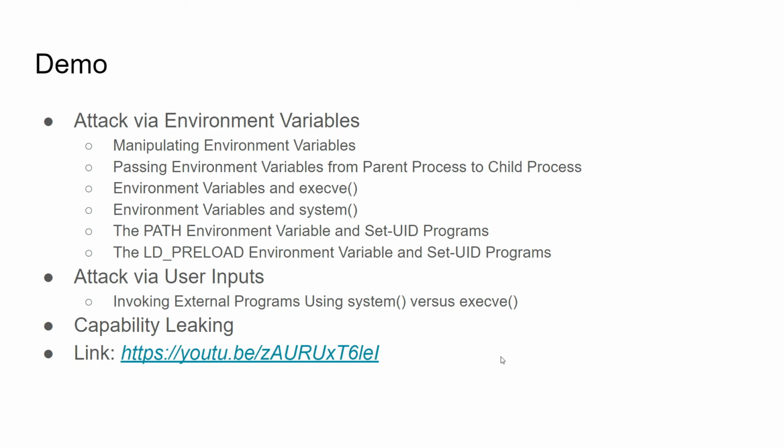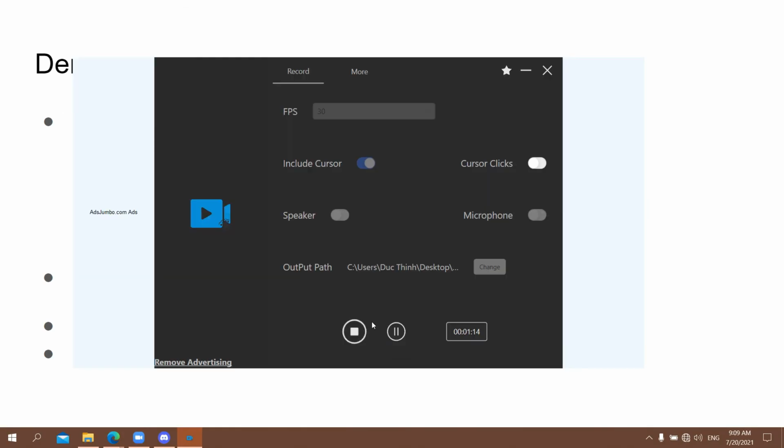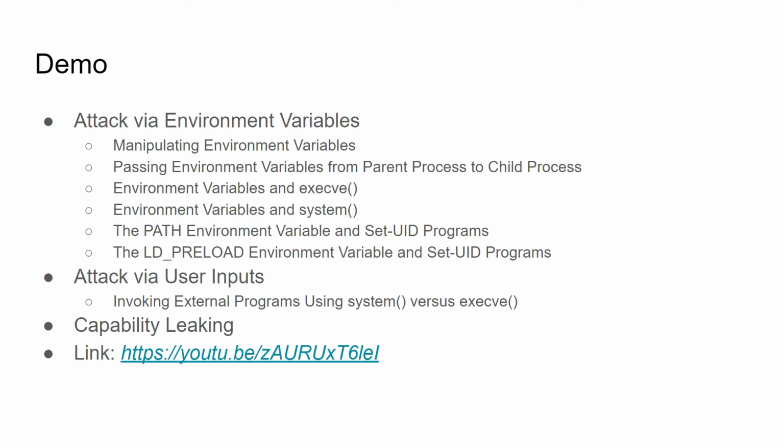Task 4 is environment variables and the system function. This function is used to execute a command, but unlike the exec function, which directly executes a command, the system function actually executes /bin/sh and asks the shell to execute the command. Task 5 is the PATH environment variable and Set-UID programs, and Task 6 is the LD_PRELOAD environment variable and Set-UID programs.